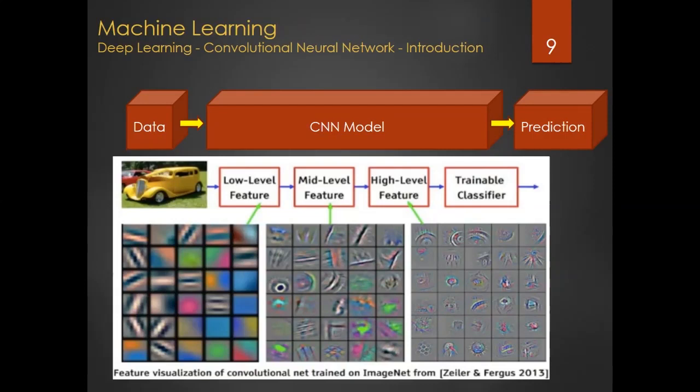The first one is the image. We want to understand the image by many features, and we put it into the convolutional neural network model. This model understands the image by many features, and it has low features, middle features, and high features along the model.